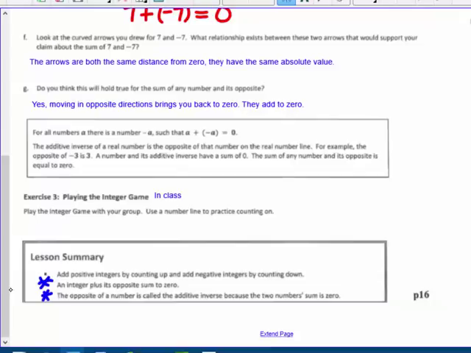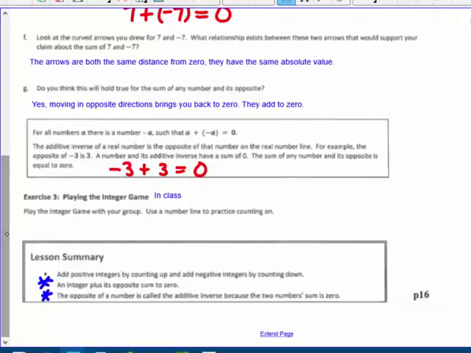The additive inverse of a real number is the opposite of that number on the real number line. For example, the opposite of -3 is 3. A number and its additive inverse, so -3's additive inverse is +3, have a sum of 0. Negative 3 plus positive 3 equals 0. So negative 3's additive inverse is 3. 3's additive inverse is negative 3. The sum of any number and its opposite, or its additive inverse, is equal to 0.